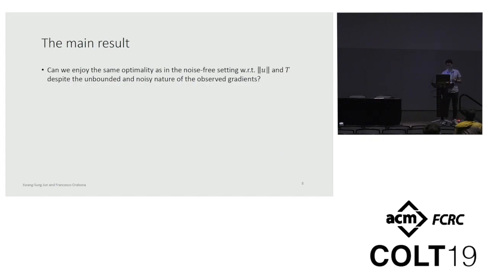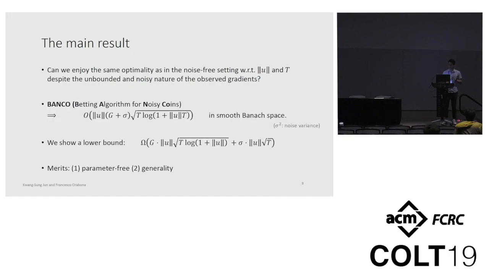So the main question we are after is, can we achieve the same optimality as in the standard setting with respect to the norm of the competitor and the time horizon t, despite the fact that the observed gradients are noisy and unbounded? And the answer is yes. We propose a new algorithm called Betting Algorithms for Noisy Coins, BANCO in short, and banco is bank in Italian. It's pretty clear I didn't name this algorithm. My co-author Francesco did, for the love of coins. So we do achieve the desired regret bound with respect to the norm and the time t. And we show a lower bound that matches up to logarithmic factors.